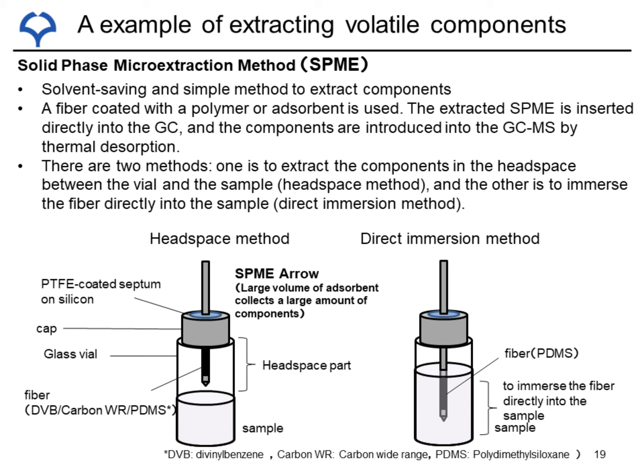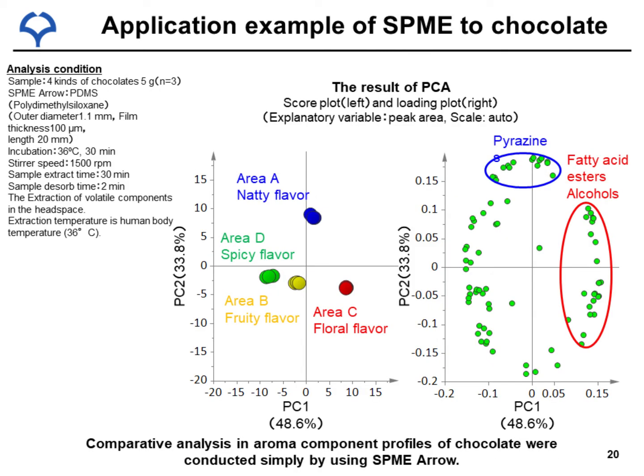There are two types of SPME methods. One is to extract the components in the headspace between the vial and the sample, and the other is to immerse the fiber directly into the sample. We analyzed the volatile components of 4 types of chocolate using the SPME method. Based on the results, a principal component analysis was performed.